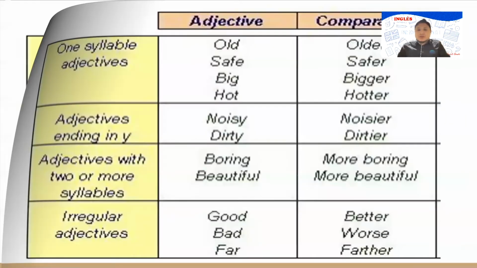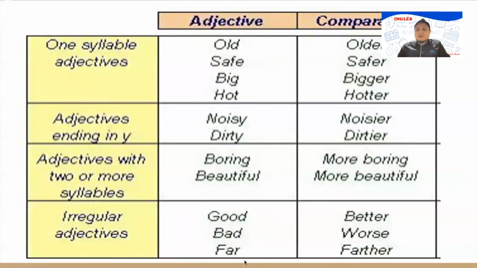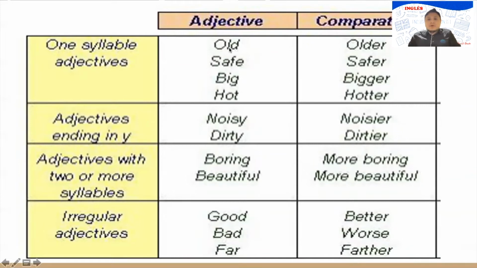Please look at this chart, and in this chart you have some examples of adjectives and especially how they change. For example, with regard to the types of adjectives, we have one-syllable adjectives. One-syllable adjectives would be old, safe, big, hot. These adjectives could be turned into comparative adjectives. So old turns into older, safe turns into safer, big turns into bigger, and hot turns into hotter. So this change would depend on the type of adjective it is.